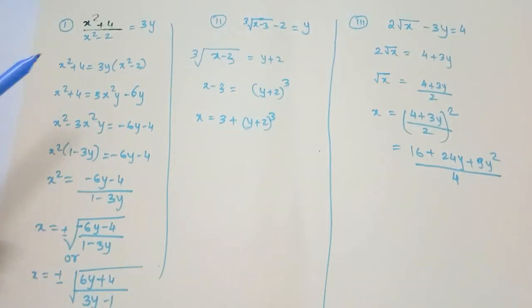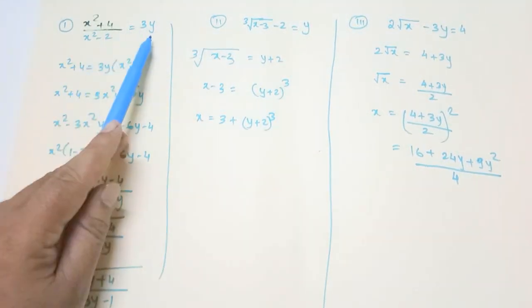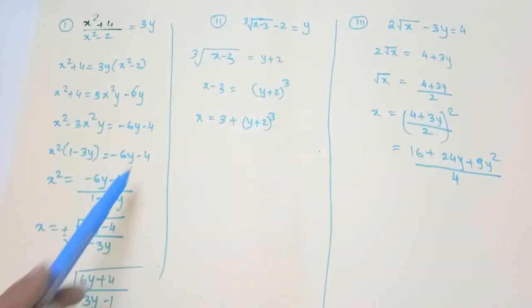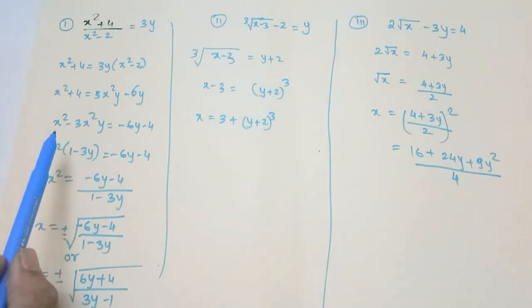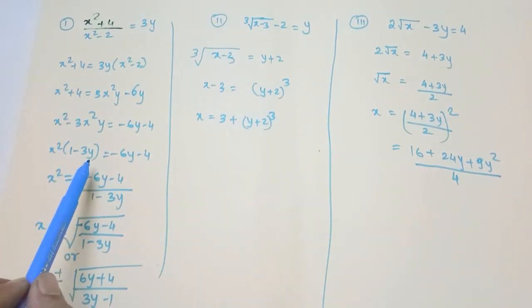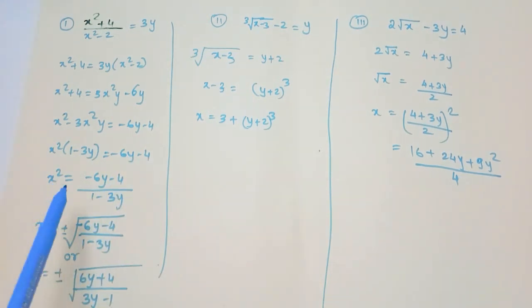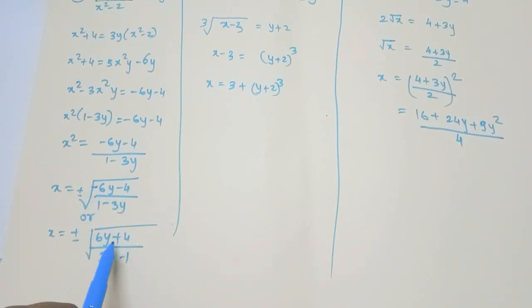So what you can do for the first question is cross multiply this out here, open up the bracket, collect the x terms together, non-x terms on the other side. I took x squared common from here, so that's going to be 1 minus 3 times y is equal to negative 6y negative 4. Now x squared is going to be negative 6y negative 4 over 1 minus 3y. Then you can just take x equals plus or minus the square root of the whole stuff. Possibly your answer can be, if you take negative common and negative common from here and cancel them, you're going to get 6y plus 4 over 3y minus 1. So that's your other possible answer.